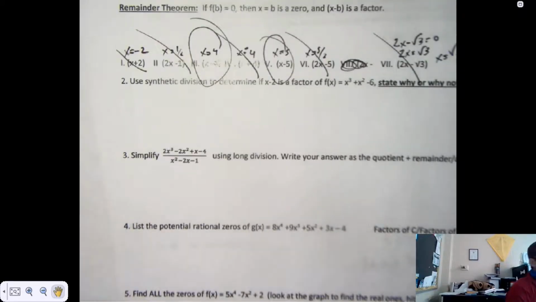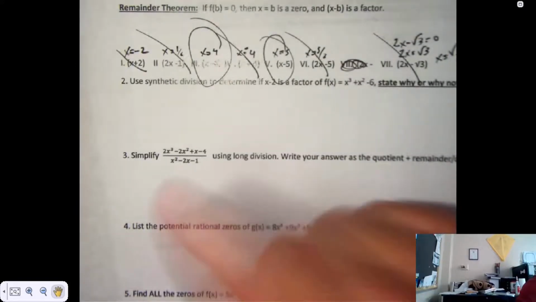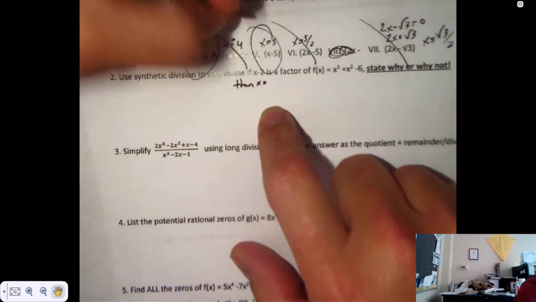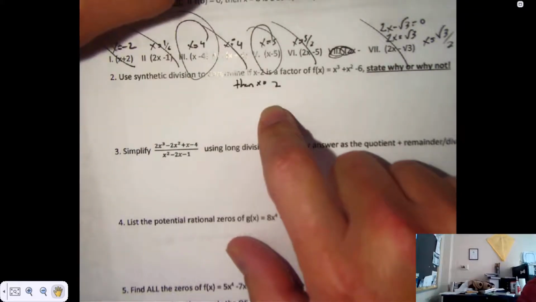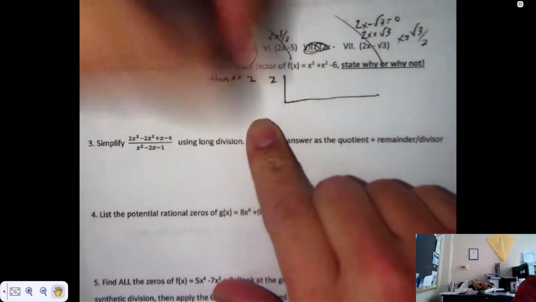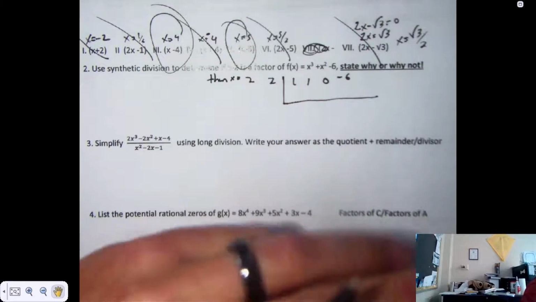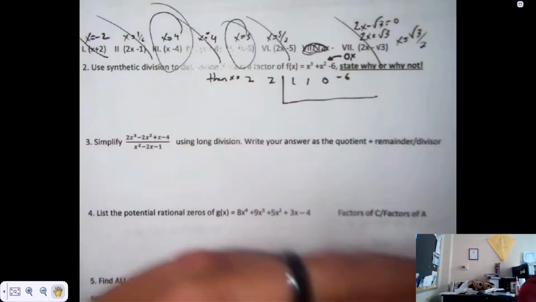All right, use synthetic division to determine if x minus 2 is a factor of x cubed plus x squared minus 6. State why or why not. If x minus 2 is a factor, then x is what? 2. It says use synthetic division. That's what you've been doing since you got back, isn't it? Throw a 2 out front. Load the top with coefficients. 1, 1, 0, negative 6. Why the 0? There's a 0x right between.